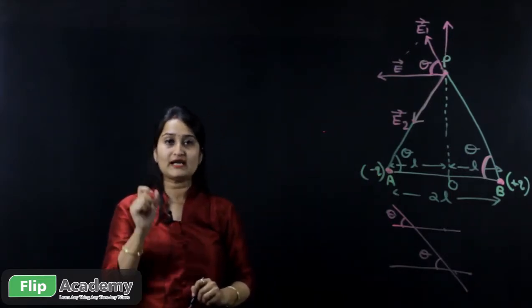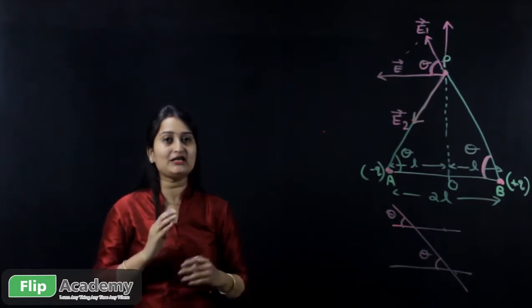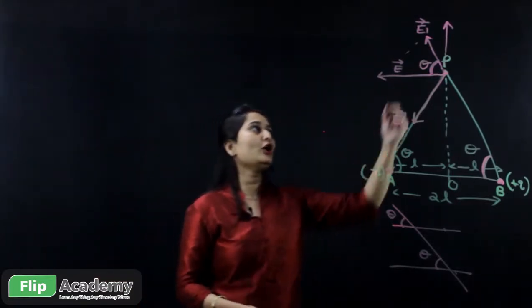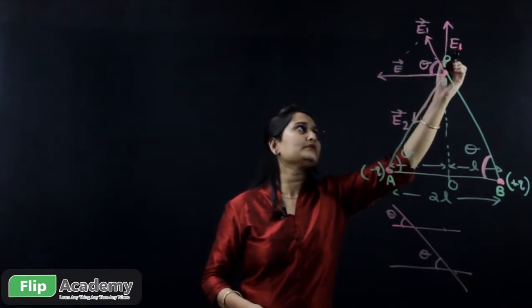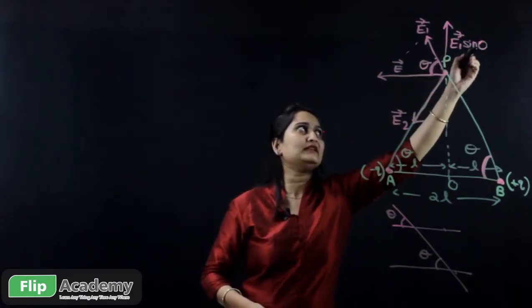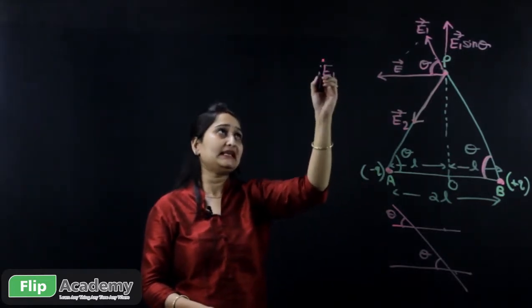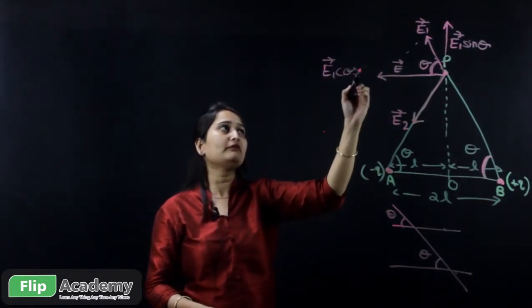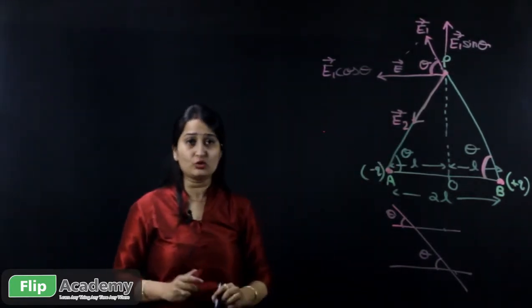Now I told you that after finding the angle, you can easily resolve any vector into its two components. So E1 along the vertical axis becomes E1 sine of theta, and along the horizontal axis it becomes E1 cos of theta.